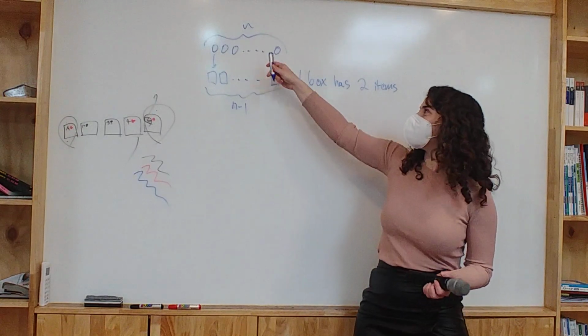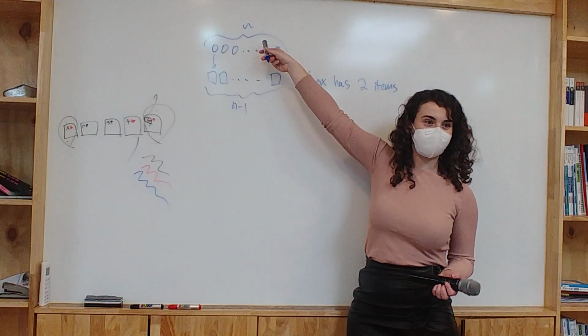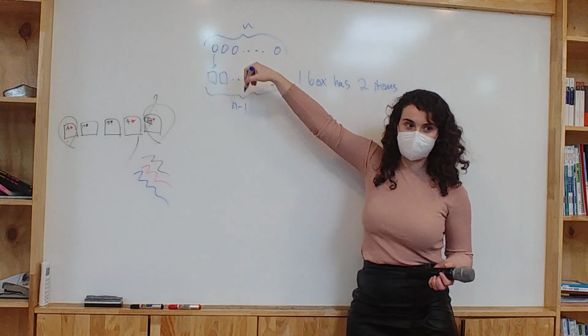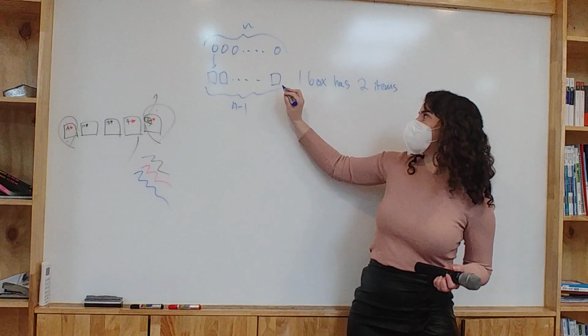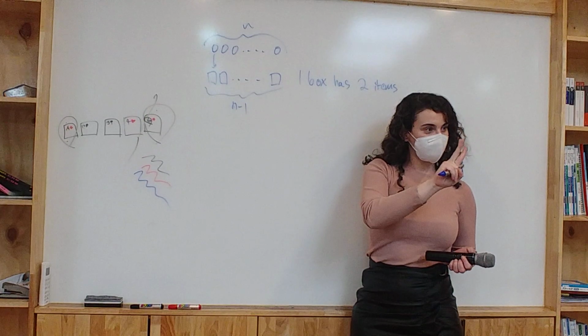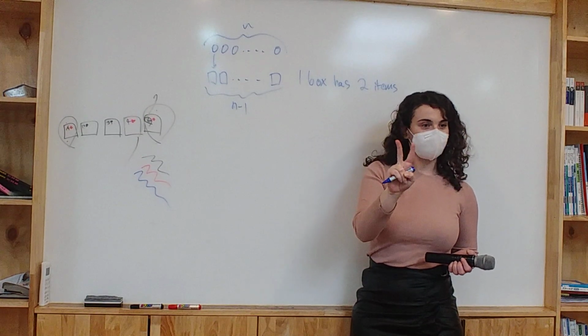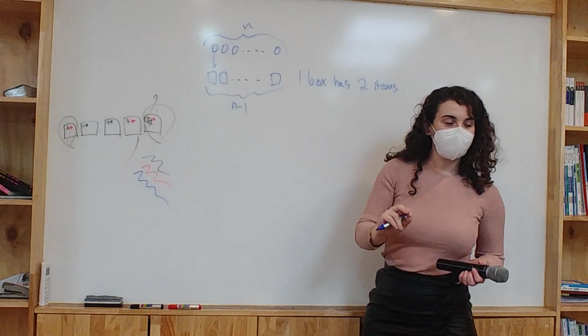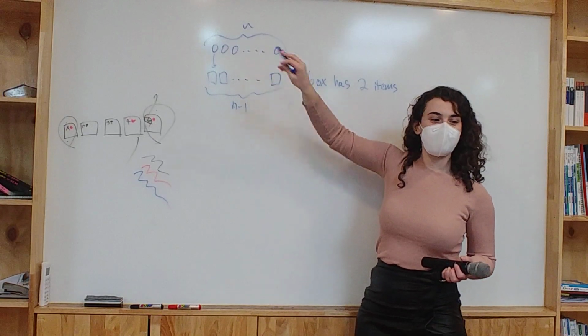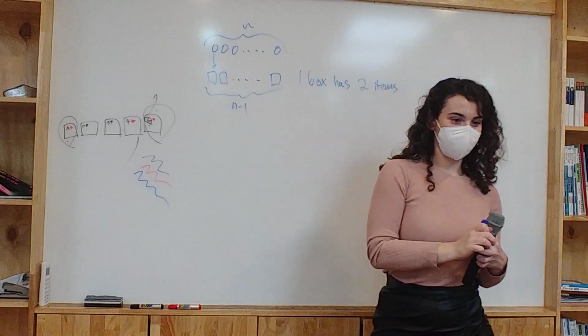So, n items, n minus 1 boxes. We put items in boxes. At least one box has to have 2. One of the boxes has to have at least 2. Why n minus 1?